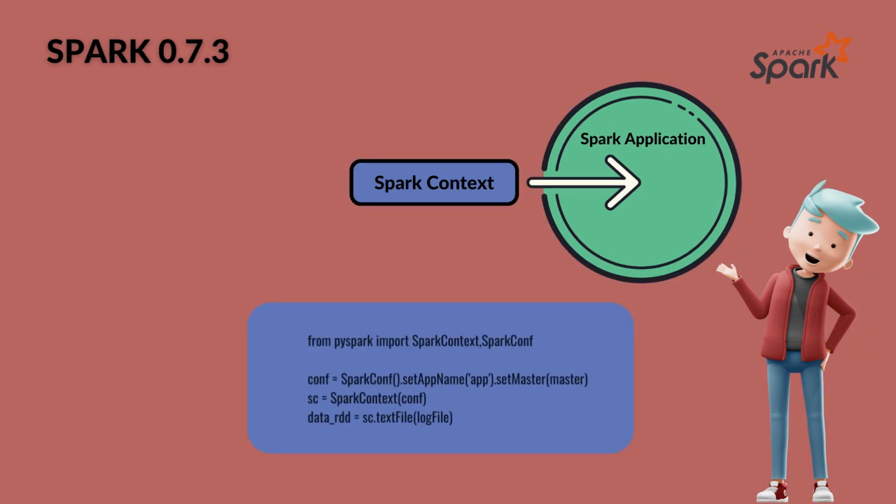Let's see the code snippet we used to create SparkContext in the early versions. First, we need to create a SparkConf instance. It is done by assigning an application name and setting a master. Then pass the SparkConf object as an argument to the SparkContext constructor to create the SparkContext. Using the SparkContext object, we will be able to create a Spark RDD.